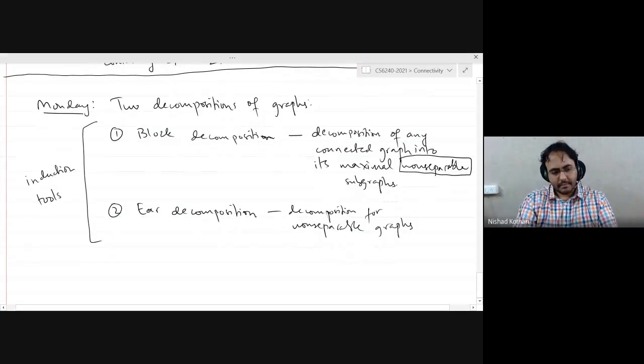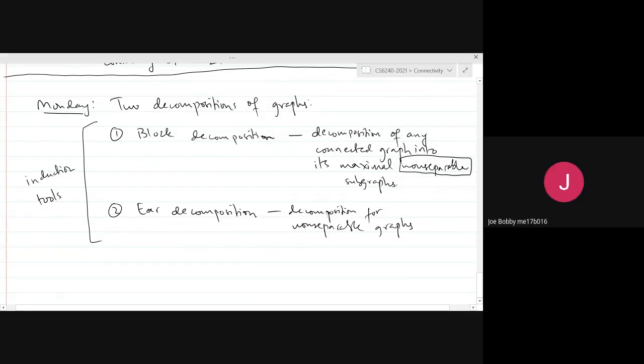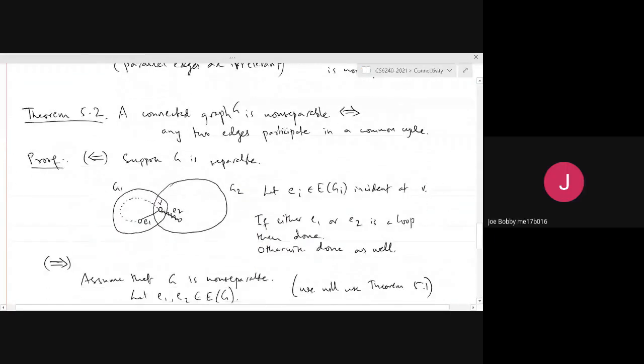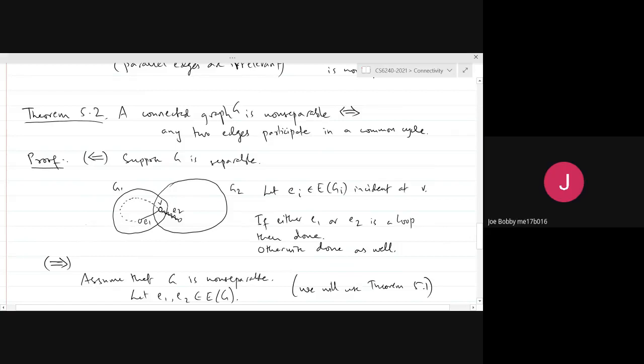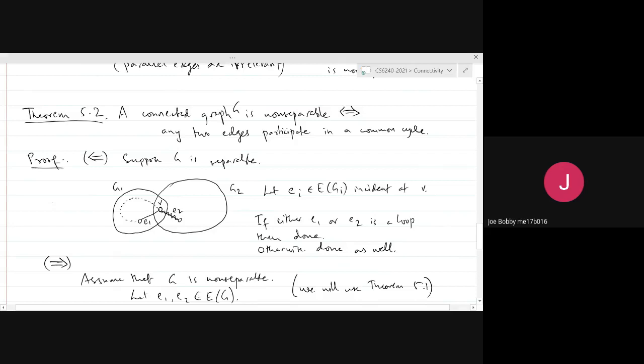Are there any questions, concerns? Yes. Can you go over the first part of the proof of Theorem 5.2? Okay, Theorem 5.2, the first part. What is the part that you would like me to go over here? The whole thing? So we proved the contrapositive, right? Yes. And I can't understand the diagram.